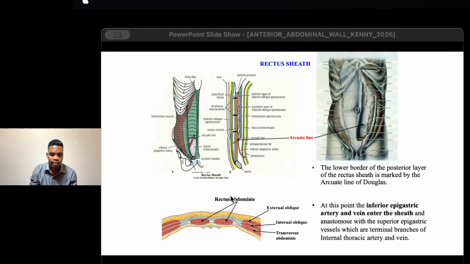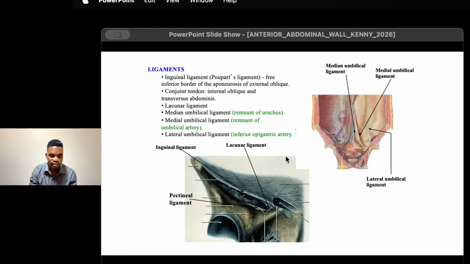Now lastly, let's discuss the ligaments around the anterior abdominal region. First, we have the inguinal ligament, but we're going to discuss it when we are doing the anatomy of the inguinal region, so don't worry about it. But we know it's formed by the aponeurosis of the external oblique abdominis. The inguinal ligament is also called Poupart's ligament. Don't worry about it. We're going to discuss it next time.